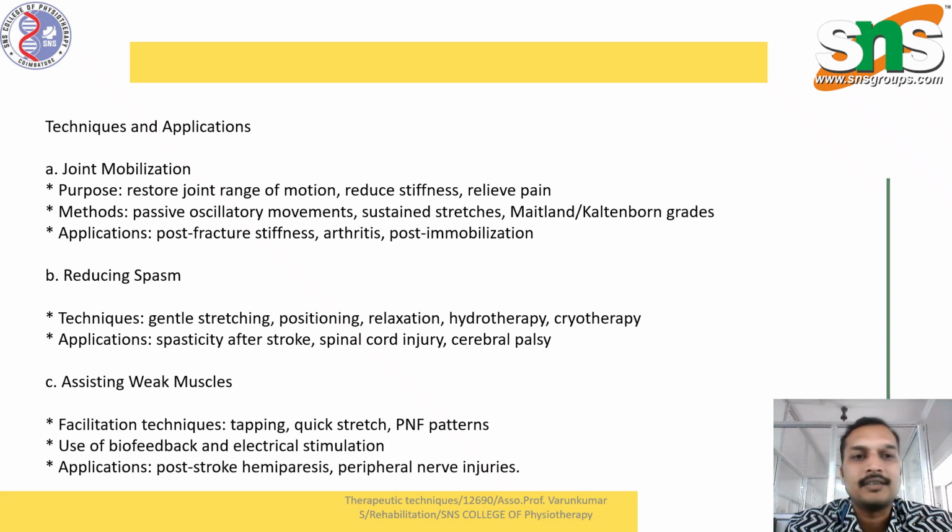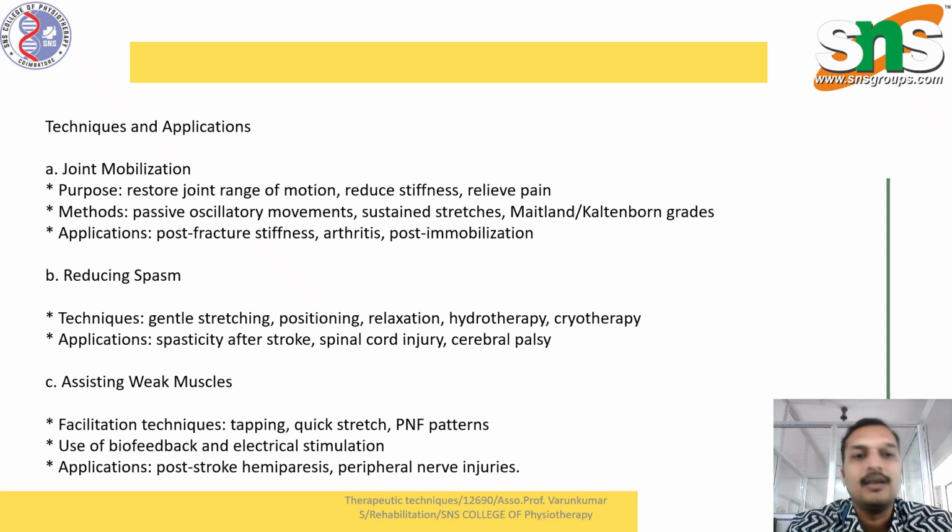So, techniques and applications. Initially there is joint mobilization. The purpose of this technique is to restore the joint range of motion by reducing stiffness, and also to relieve pain. Methods: in joint mobilization there are various methods like passive oscillatory movements, sustained stretches, Maitland or Kaltenborn grades. Applications: joint mobilization can be applied after post-fracture stiffness, arthritis conditions or post immobilization.